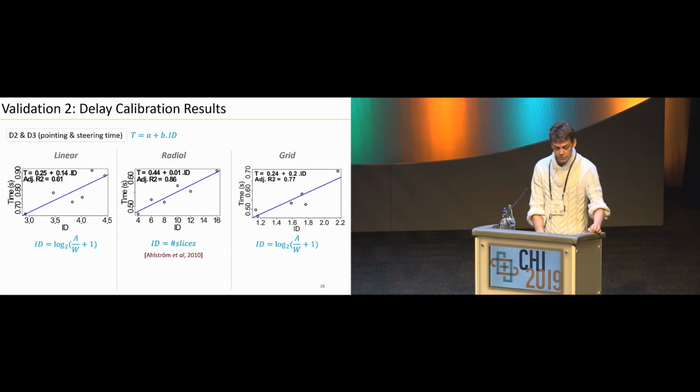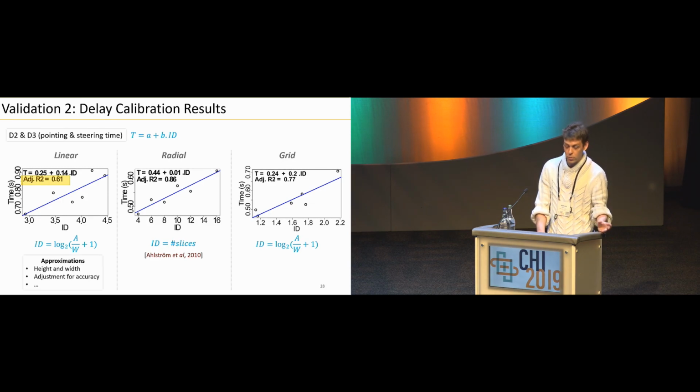Here are the results of the linear regressions. And we can see that for the linear layout, we have a quite smaller R square than what we are used to in HCI. So this can result from approximations we did. We just considered the height of the target, not the width. We didn't apply any adjustment for accuracy, to name a few. But the goal is to validate our model, even if a series of approximations are made along the way.